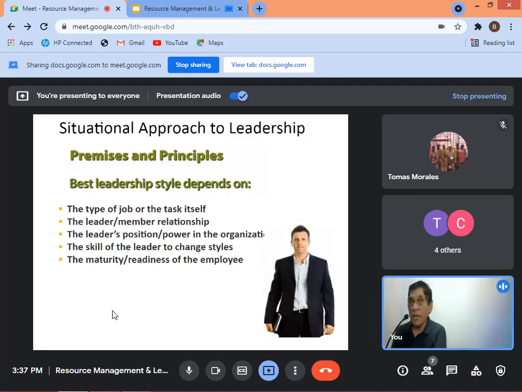The skill of the leader to change styles from telling to selling to participating to delegating, from autocratic to democratic to laissez faire. You have to make adjustment, and also something to do with the maturity and readiness of the employee. You'll be successful if you know the readiness level of the employee. If you don't, then you are bound to fail. There will be failures in your leadership.